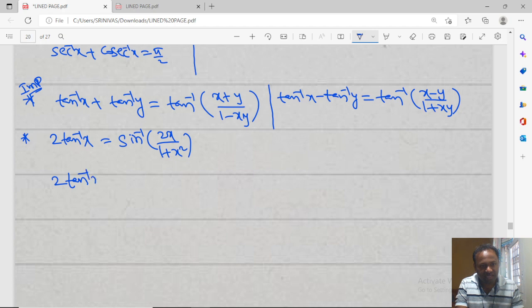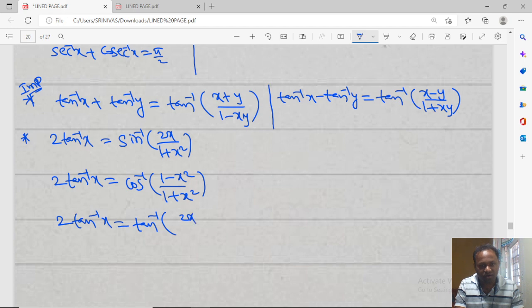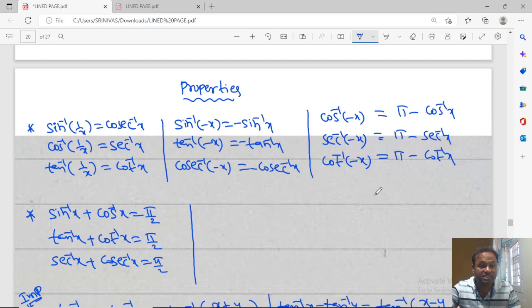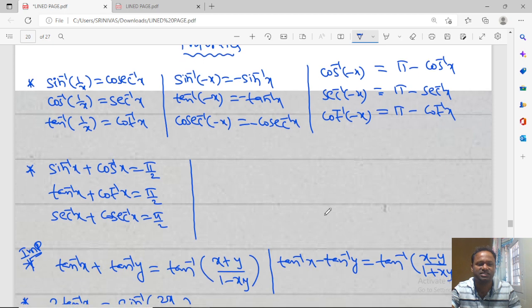2 tan inverse x is equal to cos inverse of (1 minus x square) by (1 plus x square). 2 tan inverse x is equal to tan inverse of 2x by (1 minus x square). For all these values of x, restrictions will be there. What are the restrictions? How can we remember easily? I will tell in another video. That is easy to remember all these conditions.